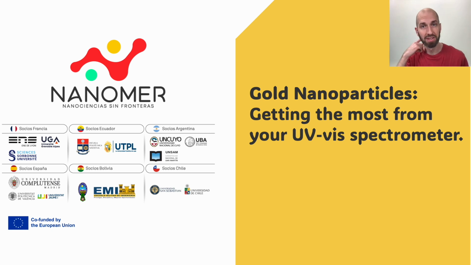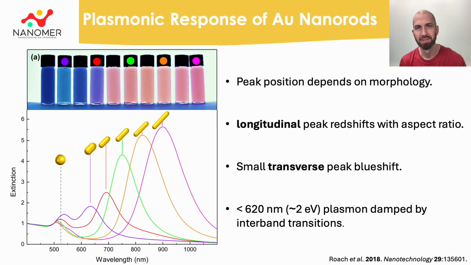So, hello. My goal in this presentation is to provide insights into how UV-visible spectroscopy can be used to characterize gold nanoparticles, focusing particularly on gold nanorods, although many of the points discussed here can be applied to other gold nanoparticle morphologies. Gold nanorods exhibit two localized surface plasmon resonance modes. These are associated with the excitation of a plasmon resonance by light that is polarized parallel to either the transverse or the longitudinal axis of the nanorod.